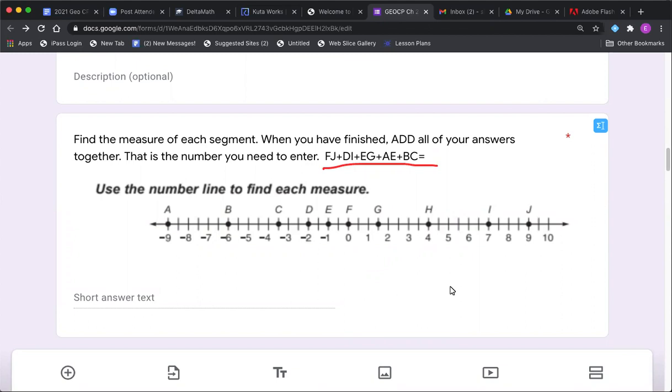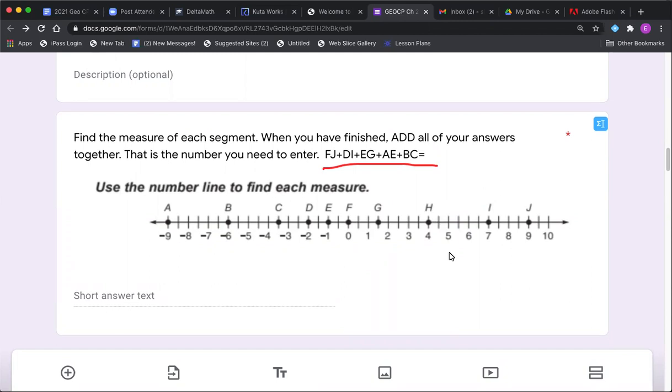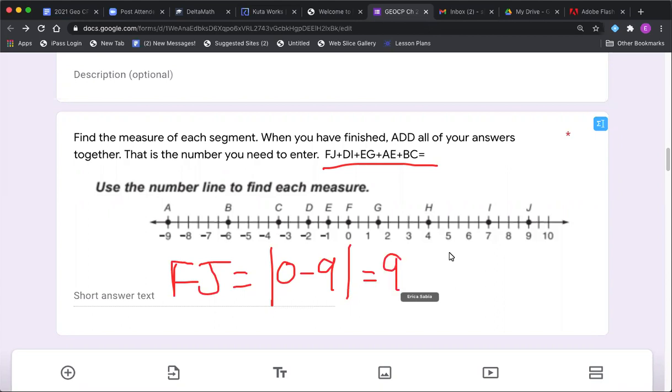All right, everybody. So here's how you do this one. For each length, let me just start with FJ. This is the one where you take the absolute value of the difference. So F is at 0. You're going to subtract wherever J is, 9. That's it. You subtract the ends and take their absolute value. Because remember, lengths have to be positive numbers. They can't be negative. So that's why we're doing the absolute value. So that just gets me -9. Take the absolute value. I get a +9 for that.